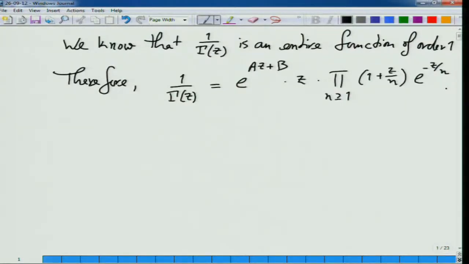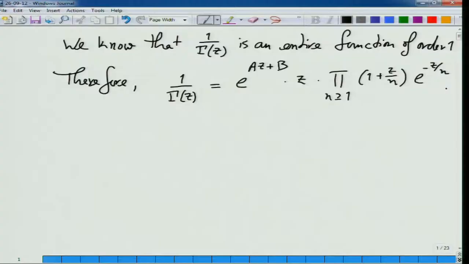Now, here we still have not fixed the value of the constants a and b, but that is not too difficult to do. What is z gamma z at z equals 0? It is gamma 1, because gamma z is gamma z plus 1 divided by z. So, z gamma z is gamma z plus 1. As z goes to 0, z gamma z is gamma 1, which is 1. So, 1 over z gamma z is 1 at z equals 0.